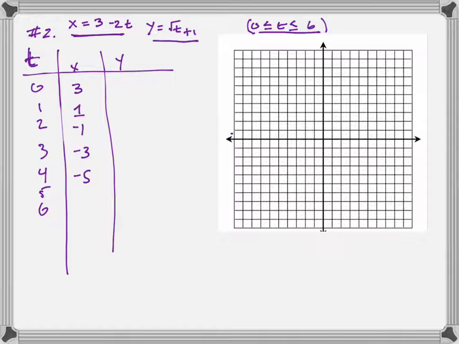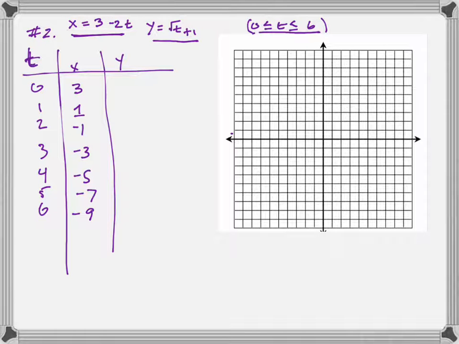4, that would be 8. So 3 minus 8 is -5. For 5, you'd have 3 minus 10, or -7. And for 6, you'd have 3 minus 12, which is -9 for the first ones.